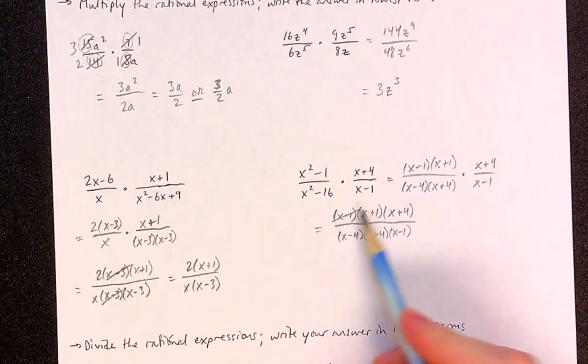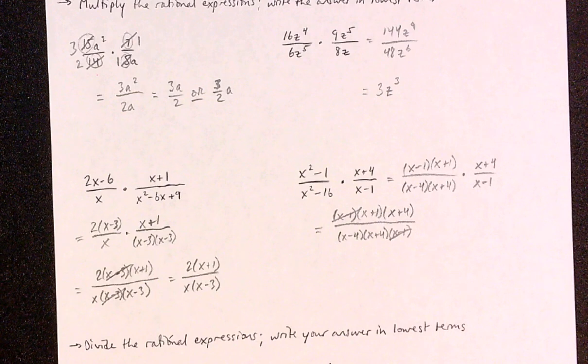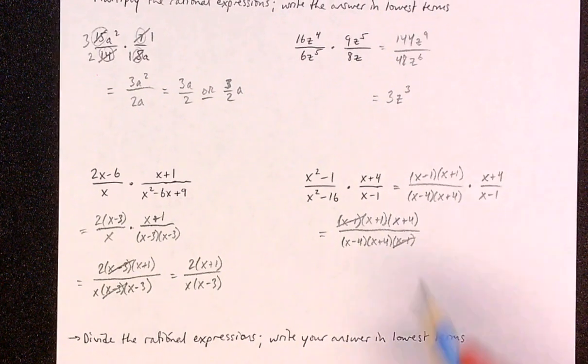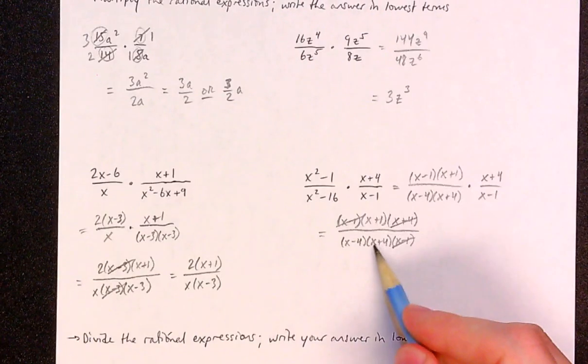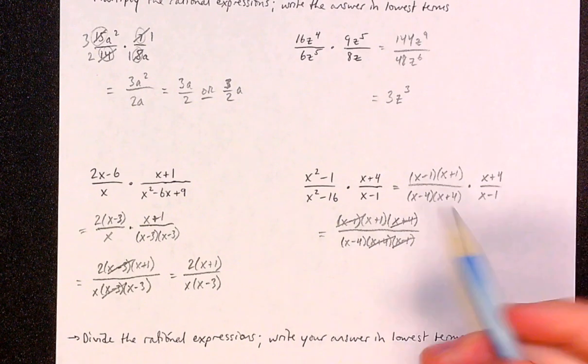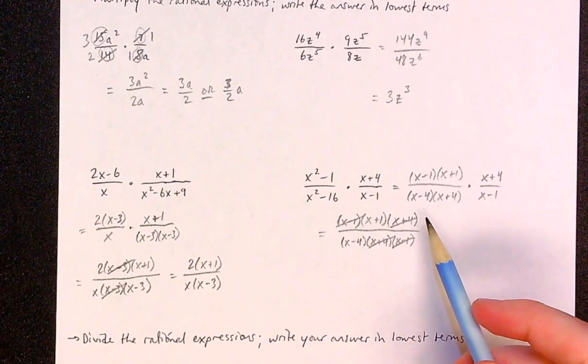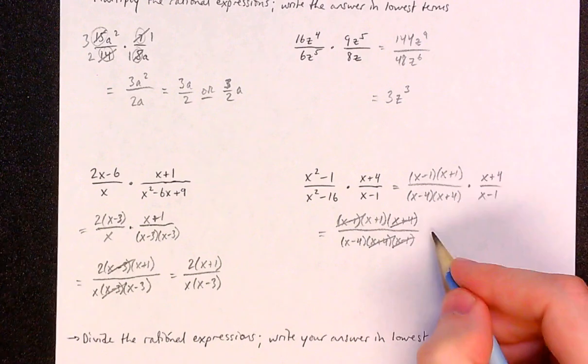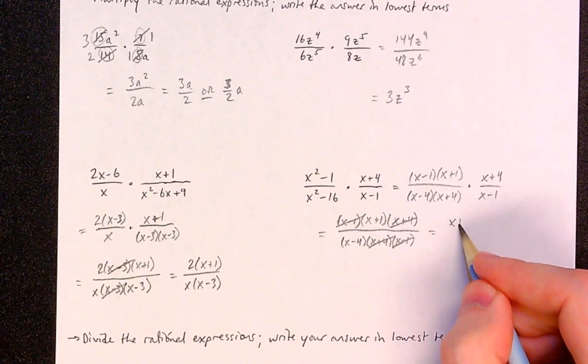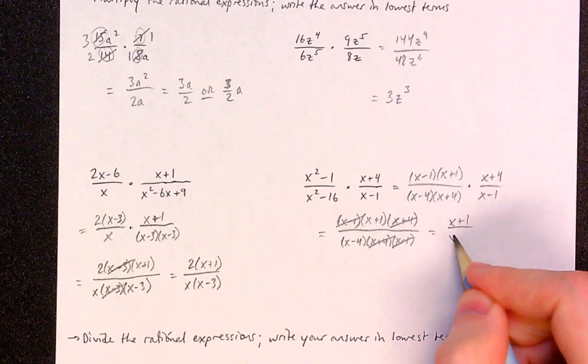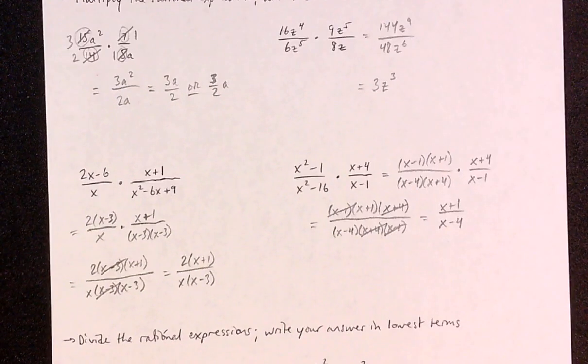So x minus 1 on the top divides and cancels out with x minus 1 on the bottom. X plus 4 on the top divides and cancels out with the x plus 4 on the bottom. So what am I left with? X plus 1 divided by x minus 4.